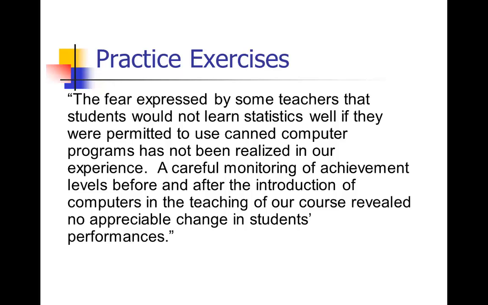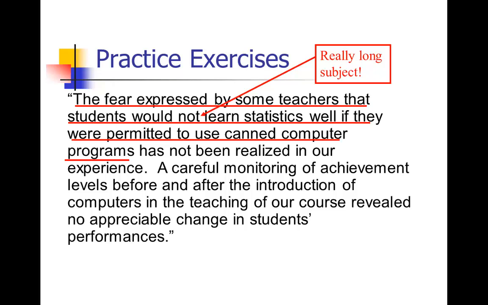So if you go to that first sentence, the first thing I want to point out is I want you to think about what's the subject of that sentence, and what's the main verb? So the subject of that sentence is the fear. The main verb of that sentence is realized, has not been realized. So notice that this is one of those instances where we get a really long subject before we get to the verb. The subject is this fear, but we get all this description about the fear, the fear expressed by some teachers that students would not learn, blah, blah, blah. And then finally we get to the verb, has not been realized.